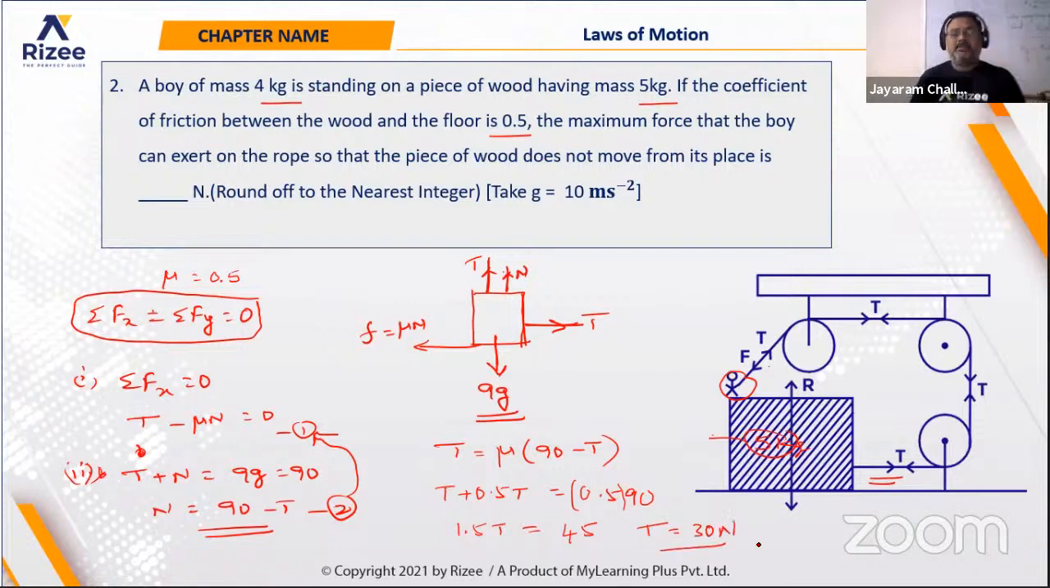So 1.5 can be written as 3 by 2. So 45 into 2 by 3 will be 30 newtons. So your answer will be 30 newtons.